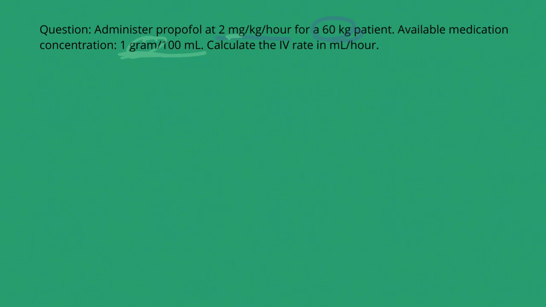But let's go back to our basics. We have our key information in this question, and the first thing we're always going to want to look for is how many kilograms does this patient weigh? And let's get that weight-based order based on this patient's body weight. So we always take the patient's weight in kilograms, 60 kilograms, and we're going to multiply it by our order, which was 2 milligrams per kilogram per hour.